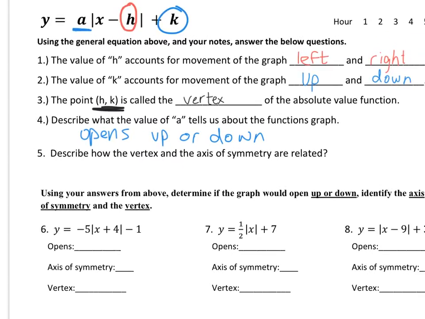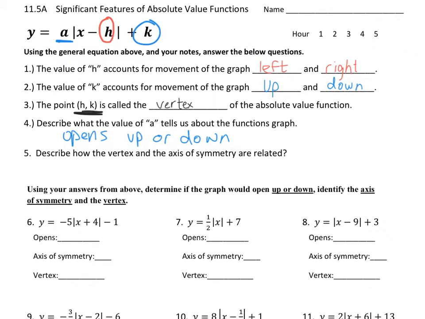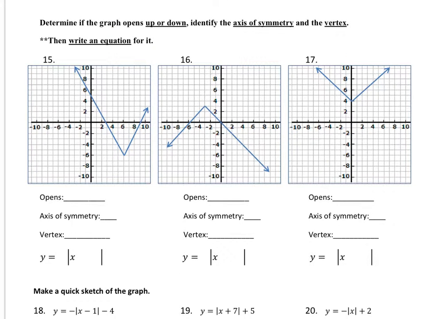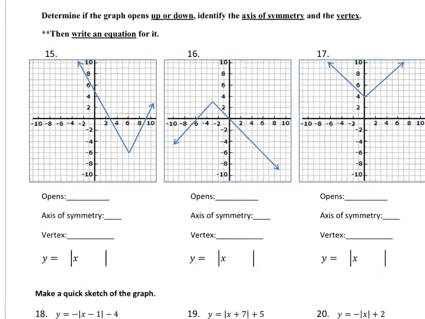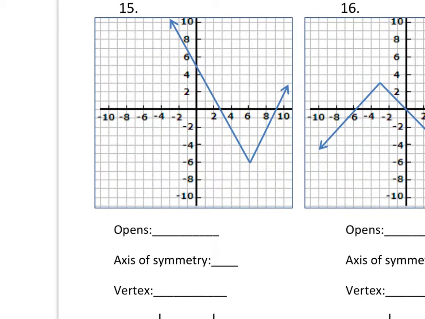Alright, now let's apply this to a couple challenging problems, or one challenging problem on the back. So let's do number 15. They've given us a graph and they want us to identify a couple things: how it opens, its axis of symmetry, its vertex, and then the equation. So zoom in closer here. From this graph you can clearly tell that this opens up. So when we write our equation, we're going to have an a value that is positive.